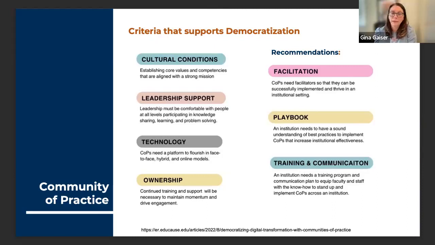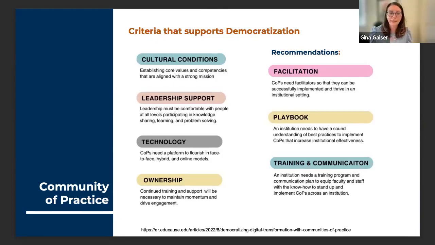The first is the cultural conditions. Is there a need, and are there conditions present that support the activities of a community of practice? Establishing core values and competencies that are aligned with a strong mission can establish a good foundational culture across the institution. Leadership support must be present for a community or work group to be effective. And leadership must be comfortable with faculty and staff at all levels participating in knowledge sharing, learning, and problem solving.